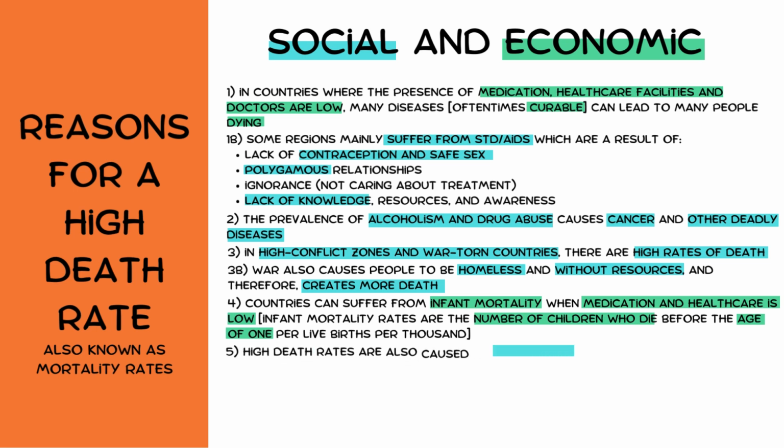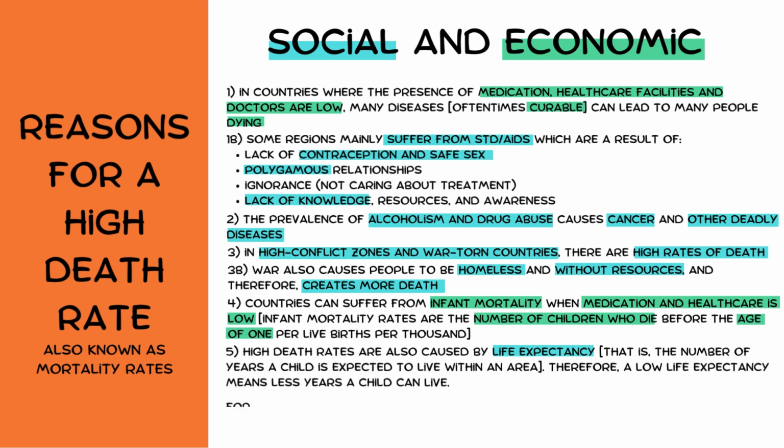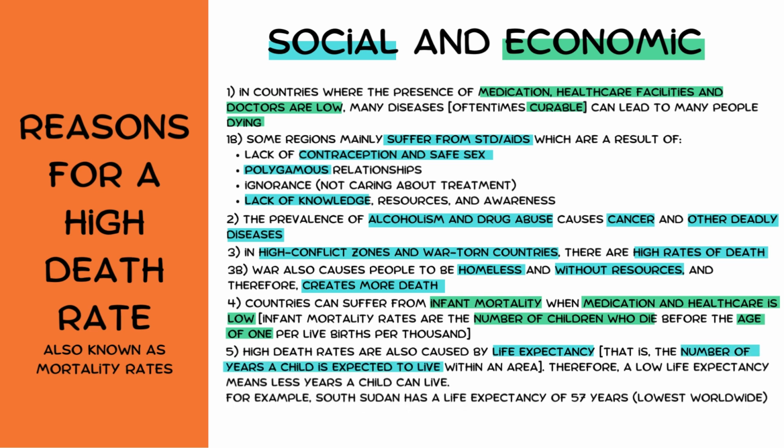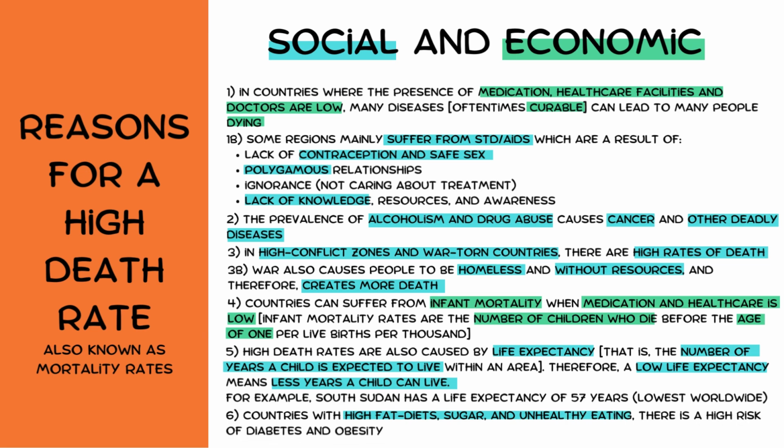5. Life expectancy is also important in considering mortality. Life expectancy is the average number of years a newborn child is expected to live under the current mortality levels. Therefore, if living standards are low, then life expectancy will also be low, and therefore, people will die at lower ages. For example, in South Sudan, newborn children have a life expectancy of 57 years, which is one of the lowest in the world. 6. In countries where there are high fast food diets, obesity causes heart disease and diabetes.